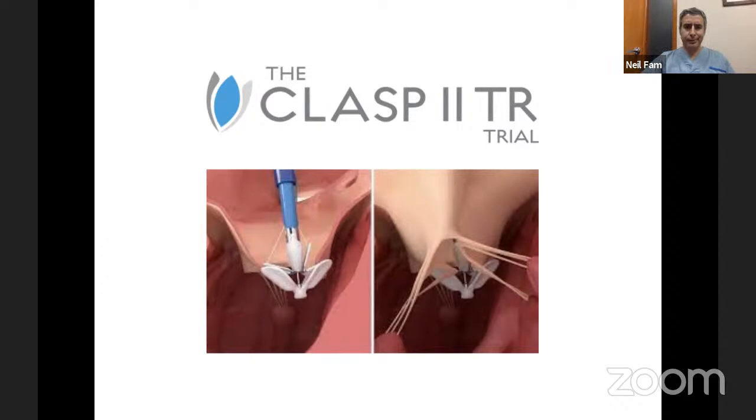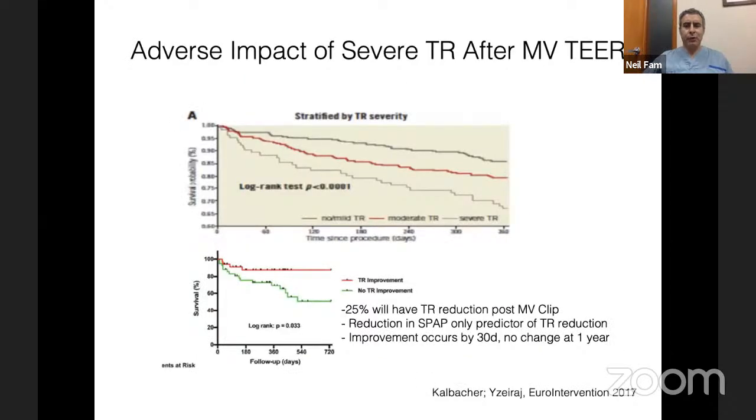Now, what about patients who've got mitral regurgitation, you have a successful mitral clip, but they have persistent severe TR? These patients do quite poorly if you leave the TR alone. So patients who have severe residual TR have quite a poor prognosis.